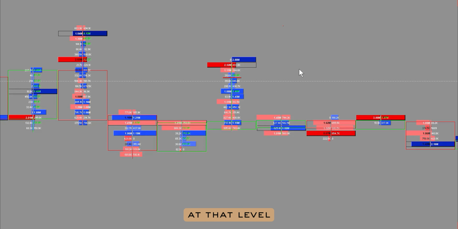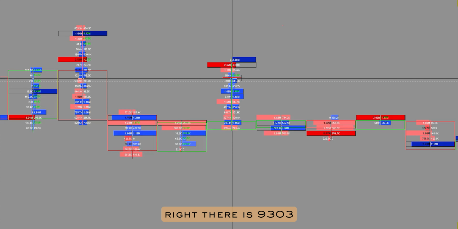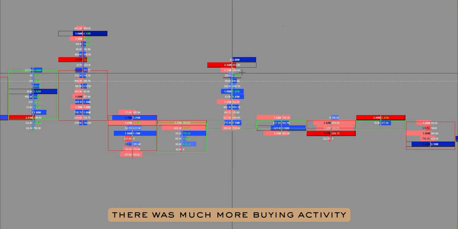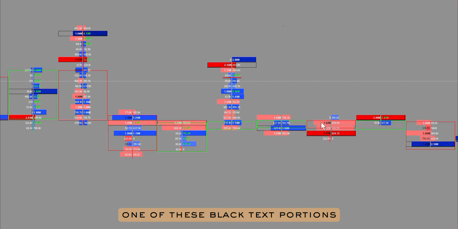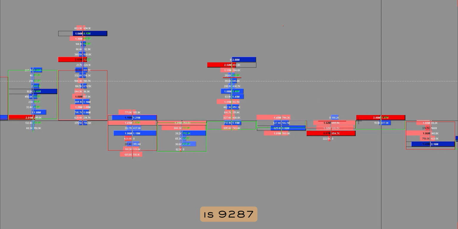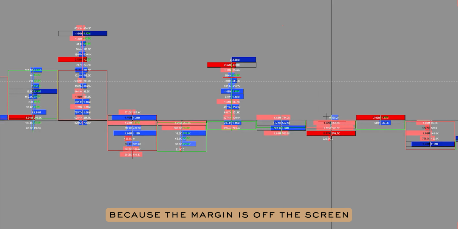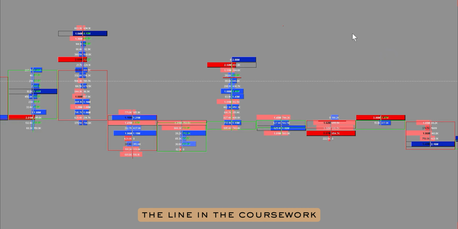So again, as price is split at that level, we'll just find out what that exact level is. That level right there is 9,303. When price is at that level, there was much more buying activity than there was selling activity. The same can be said if we're looking at one of these black text portions. What we're seeing right here is that when price was split right here at 9,287, you can't see because the margin is off the screen, but when price is right at this level, there was more than three times the aggressive selling activity than there was buying activity. So imbalances are very useful, and we're going to get into those as we get further down the line in the coursework.